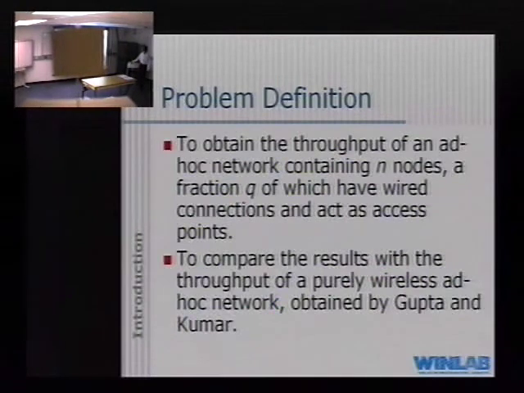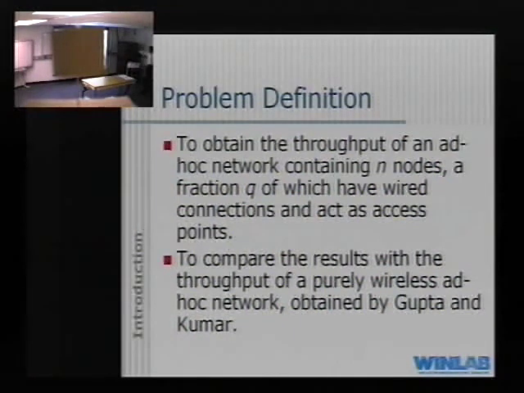And we intend to compare the results we obtain from such a setup with the results that were obtained by Gupta and Kumar in their pioneering paper on throughput of wireless networks. In fact, this problem was partly motivated by the fact that Dr. Kumar came here to the IMAX conference and gave a presentation of his work, and it was immediately followed by this question.